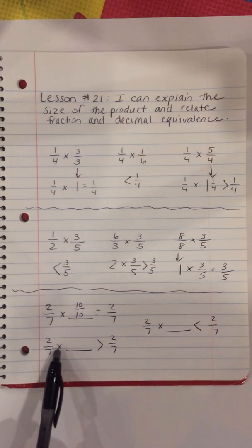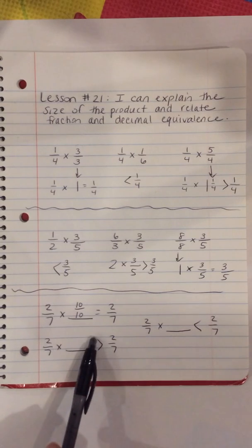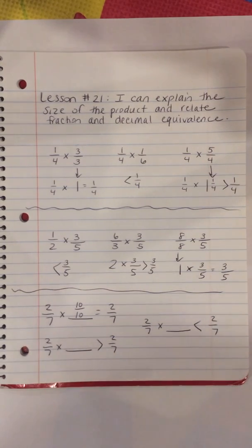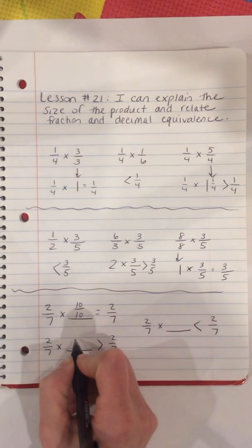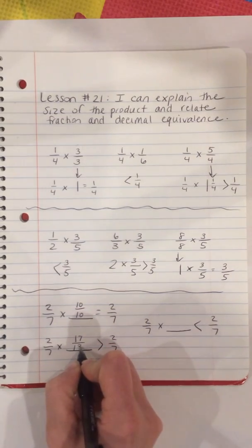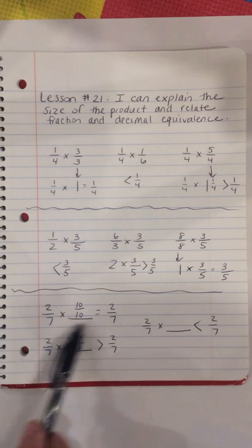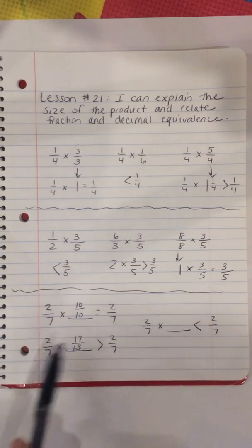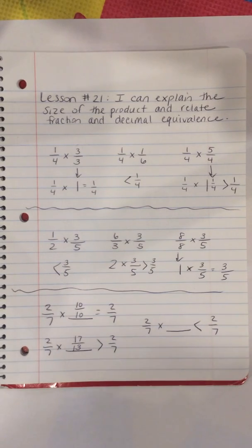This one, 2/7 times something to give us an answer greater than 2/7. I need to pick an answer greater than 1 whole. Again, an infinite number of possibilities here. Anything greater than 1 will be correct. So maybe I'm going to say 17/13. Any improper fraction is greater than a whole, so any improper fraction would give you an answer greater than 2/7.